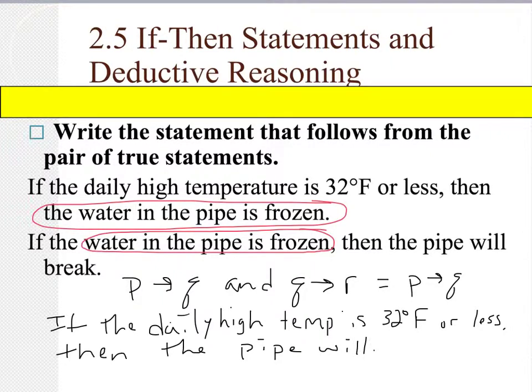Coming up with a logical argument, because we know we can substitute the pipe will break in for the water in the pipe is frozen, because both of those are equal. Okay, same thing. P is equal to Q. Q is equal to R. So we can substitute this R in for Q to make P equal to R. Okay, again, if you have any questions, you can rewind this, review it a little bit, or come to class tomorrow with questions. Write questions down. Make sure you don't forget. Okay, this is 2.5, and we are done.